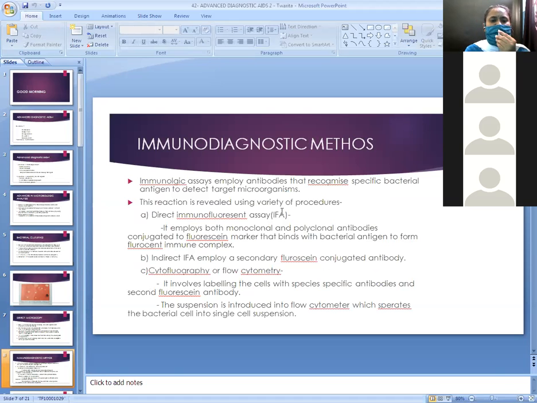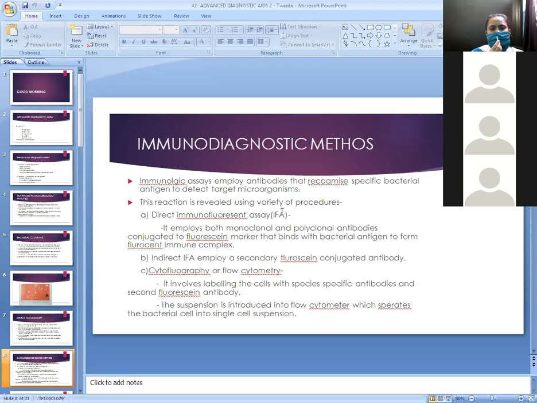Then immunodiagnostic methods. So all of you know that antibody antigen reaction, that is immunological reaction, takes place in the body as well as in the microorganism. All living things have antigen antibody interactions. So immunological reactions or immunochemical methods are there. For that purpose, direct and indirect immunoassays are there, immunofluorescent assays are there.